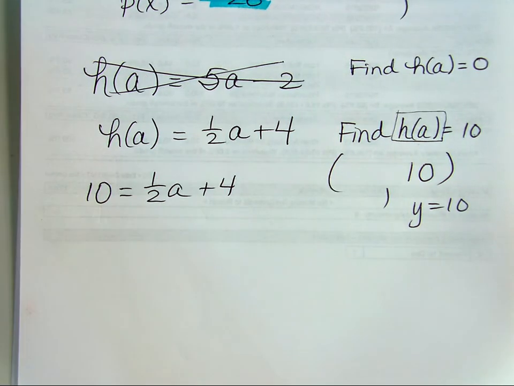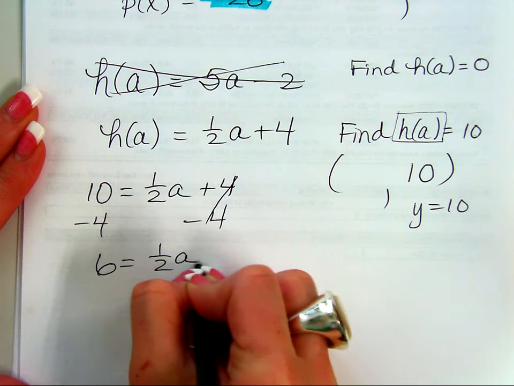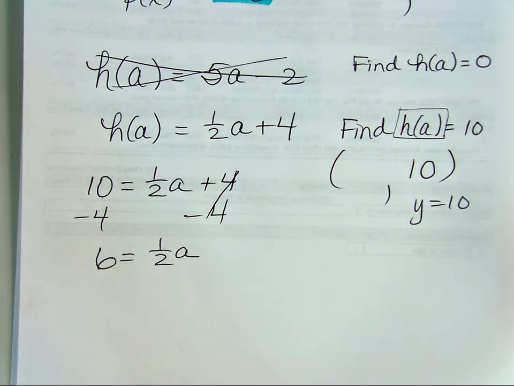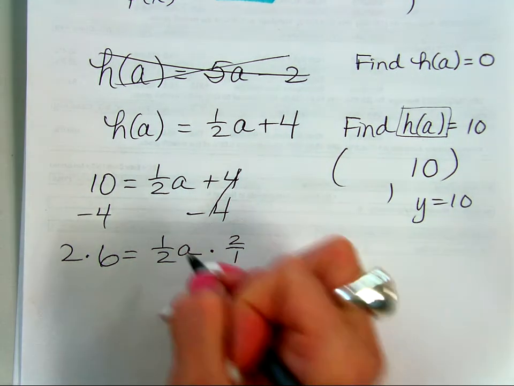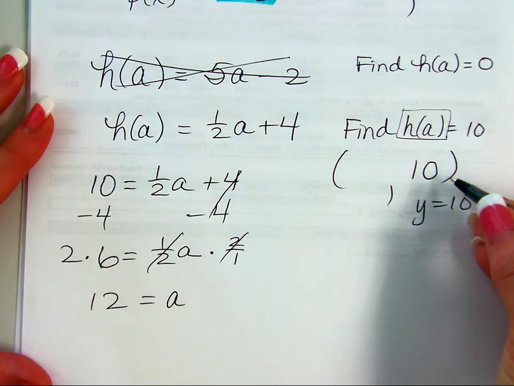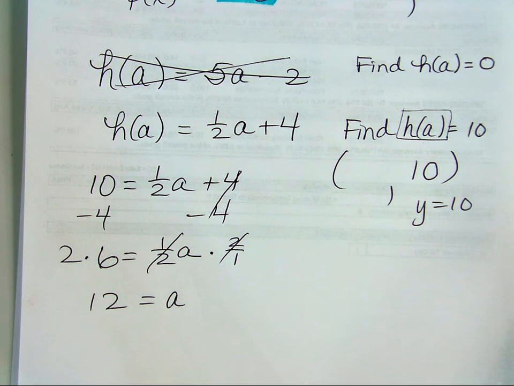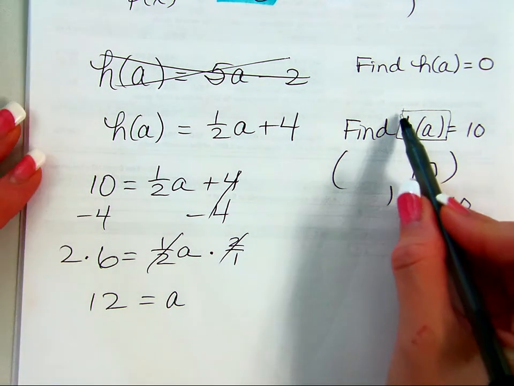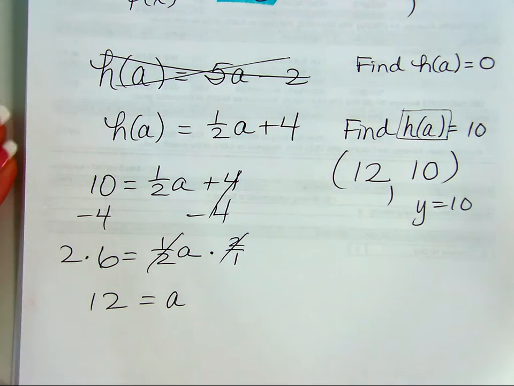Good? And once you are to this point, you should be good. Subtract 4. So 6 is equal to 1/2 a. So then what do you do when you have a coefficient that is a fraction? Multiply by the reciprocal, which is just 2, or 2 over 1. So a is 12. And now, if you didn't have this already written, would you look at a and go, oh shoot, where does it go? Which spot does it go in? So there's only one spot. And if h of a is my y and 10 is already there, then 12 has to go there, right?